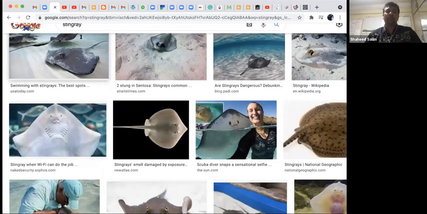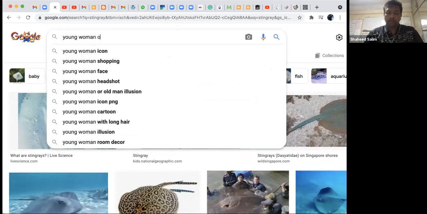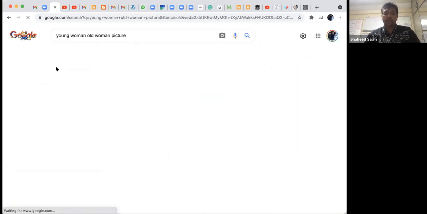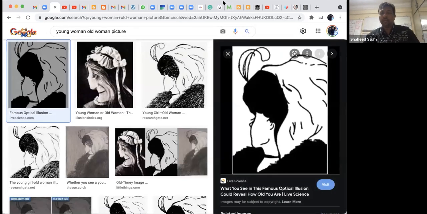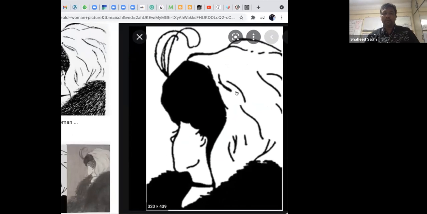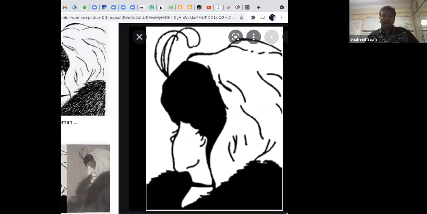So I'm going to give you the young woman, old woman picture. Okay, this optical illusion. It's like this, you know. Can you all see that? Can you see the young woman and old woman down here? You can see the young woman. Yes. Can you see the old woman? Yes.